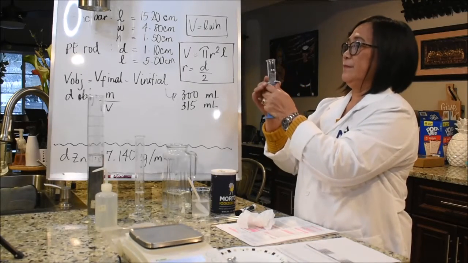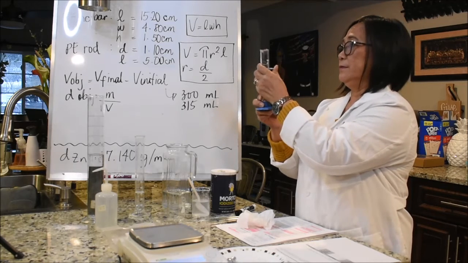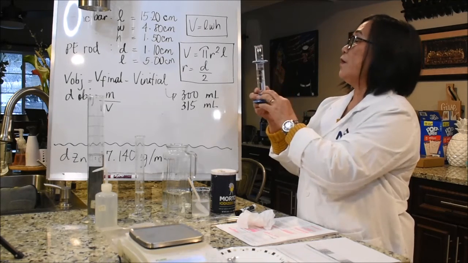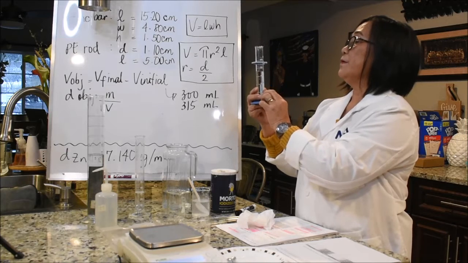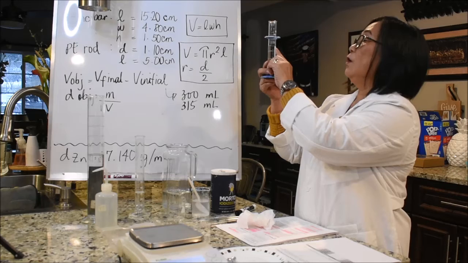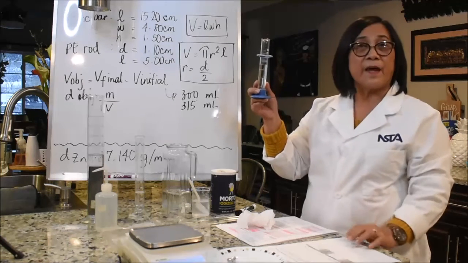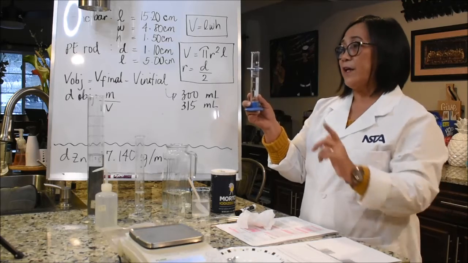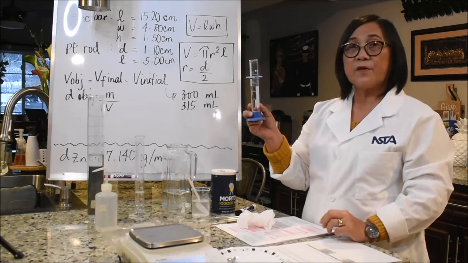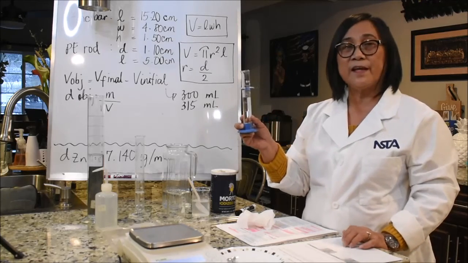I have to adjust the reader. And so our volume is 34, 35, 36 ml. Always read at the lower meniscus. Okay, so our initial volume for the water is 30 ml and our final volume is 36 ml.